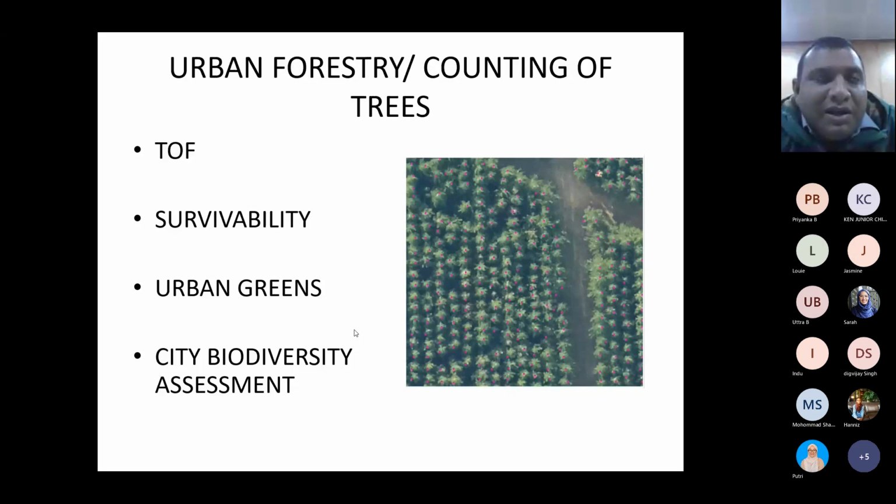And moreover, survivability. We call it survivability: how many plants survive after a year of a plantation. That can also be assessed. This helps in correctly finding out how our operation and our management plan are going. And you may also know about the City Biodiversity Assessment, or the Singapore Index. A lot of ecological parameters need to be worked out, and these can be very well worked out using high resolution images from drones. Here it can be much more useful.